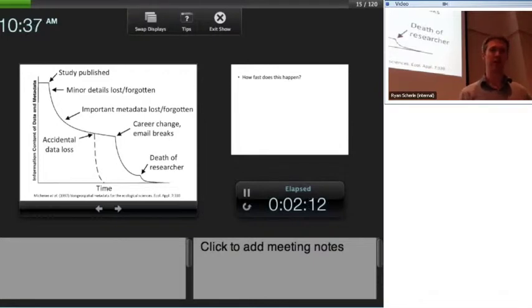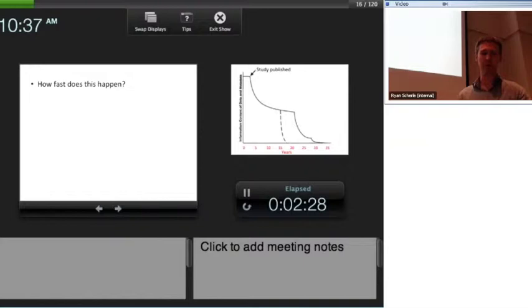Minor details get lost, sometimes the computers get lost, sometimes the researcher leaves science, can no longer be contacted, and then at some point the researcher dies and all their research ends up in the thrift store, and it's generally considered lost at that point.